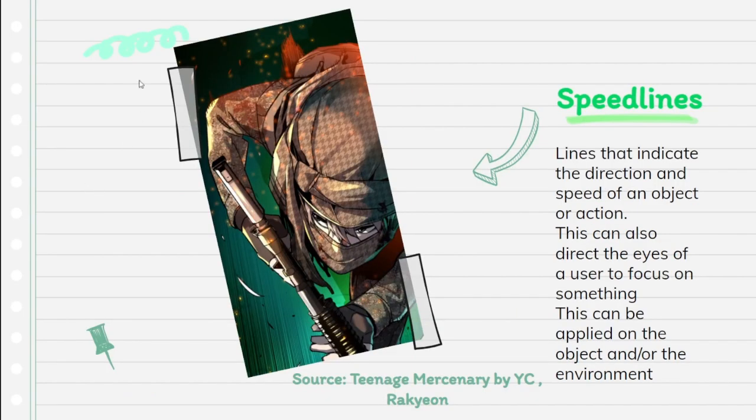Let's start off with speed lines. Speed lines are mostly used to show the speed of an object or its direction. They can also be used to direct the eyes of the reader to focus on something. They can be drawn in the foreground, background, or even integrated into the character or object. An example shown here is from Teenage Mercenary by Rakion. The character is moving from one place to another, most probably top to bottom, as you can see by the speed lines.